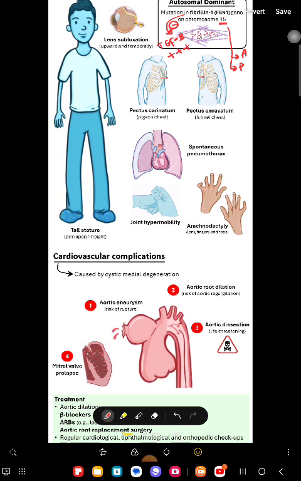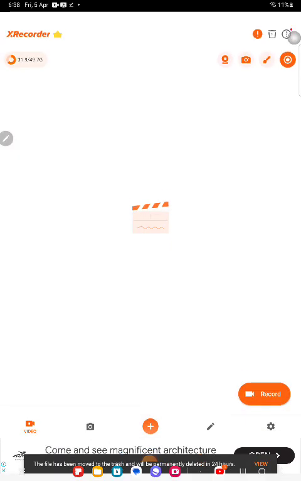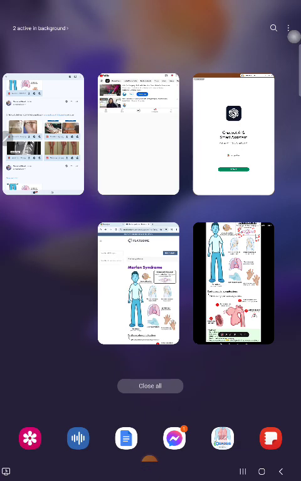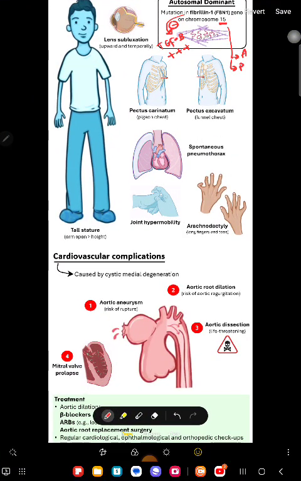He may ask you about any point in this slide, and so let's go through features of Marfan syndrome. I just need to make sure that it's recording. Yes, it's recording. So features of Marfan syndrome.